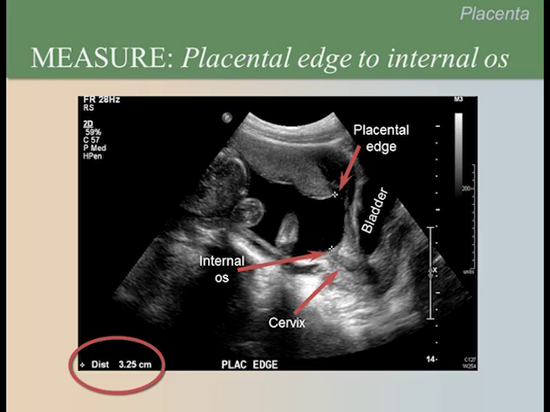The white calipers measure the distance between the placental edge and the internal os. The machine will display the measurement, as we see at the bottom of the screen. Is this measurement normal? The answer is yes. A measurement greater than 2 centimeters is normal. In this case, the distance is 3.25 centimeters.